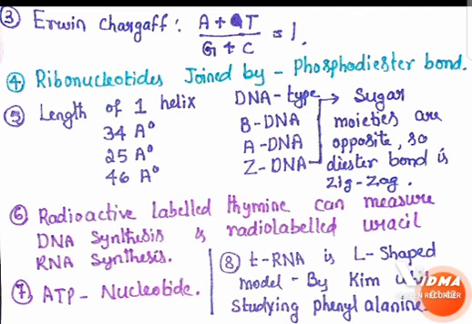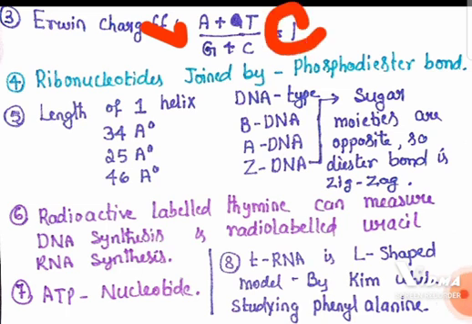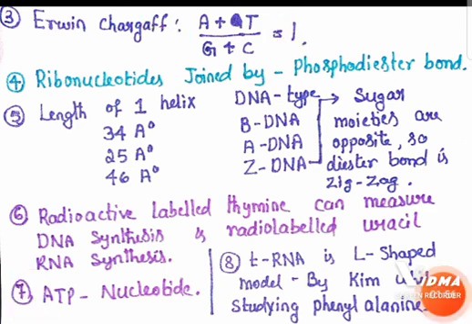According to Chargaff's rule, the number of purines in DNA is equal to the number of pyrimidines. That's why the ratio of adenine plus guanine divided by thymine plus cytosine is equal to 1, because when base pairing occurs, adenine always pairs with thymine with 2 hydrogen bonds, and guanine always pairs with cytosine with 3 hydrogen bonds. And remember, a phosphodiester bond links two nucleotides. Two nucleotides are joined by a phosphodiester bond.